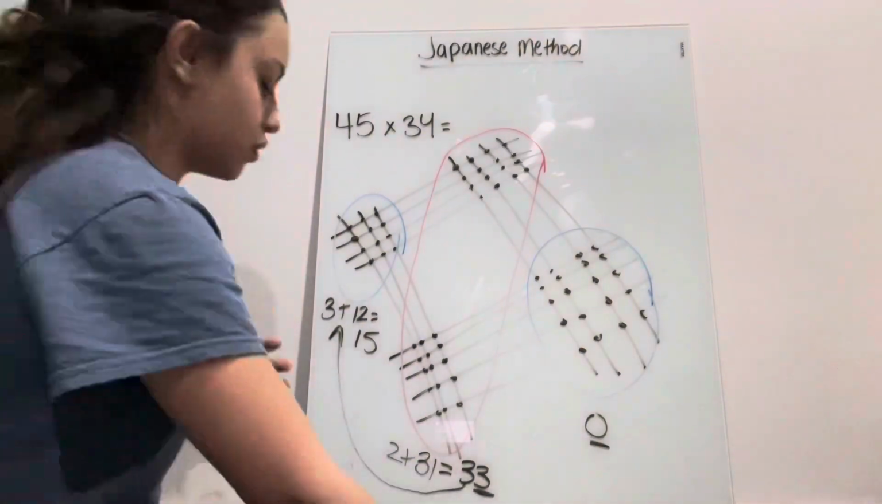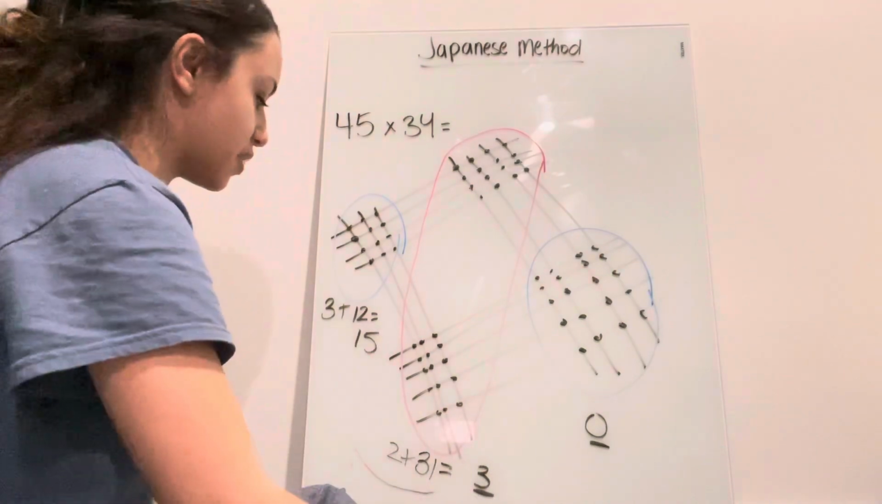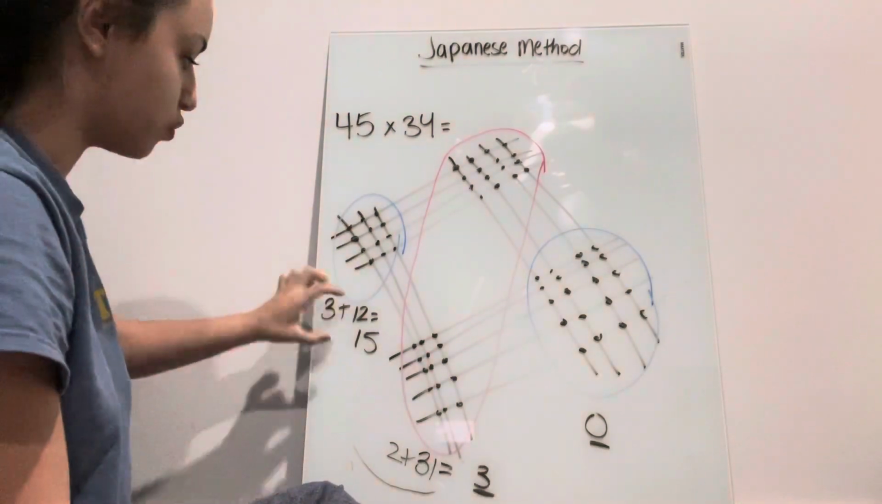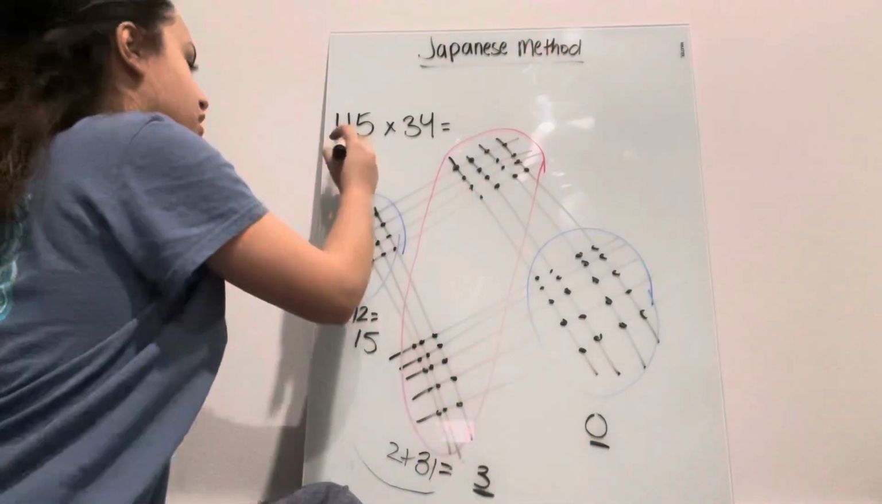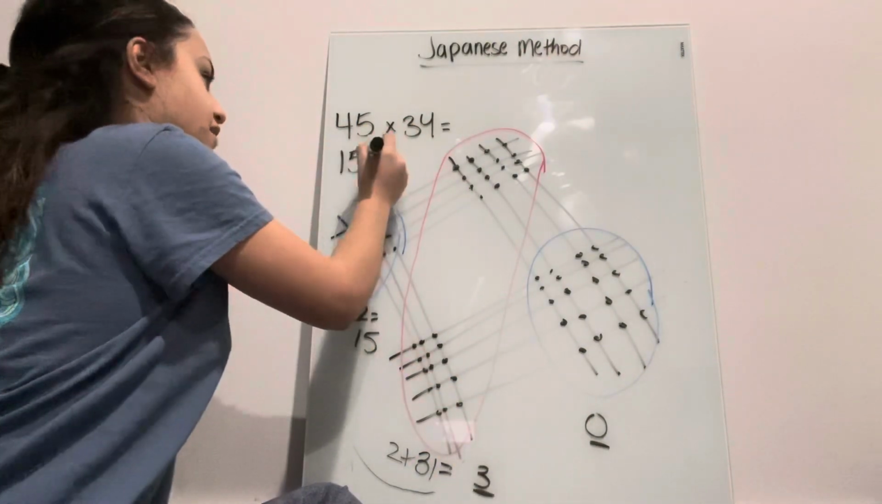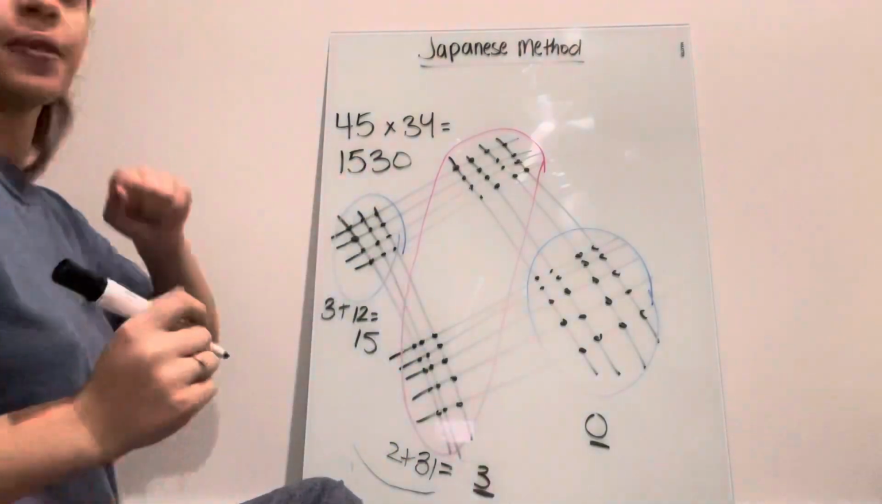So, the question is now, how do I place these numbers together to give me the proper answer? You're going to start from group 1, then group 2, then group 3, giving you the answer of 1,530. See that? 15, 3, 0, boom.